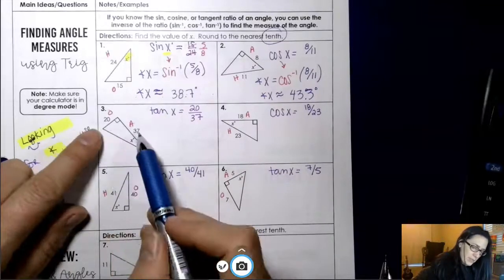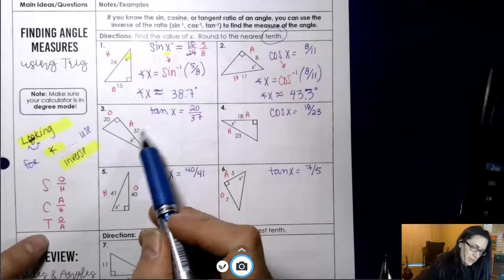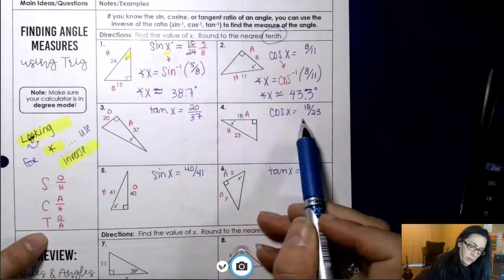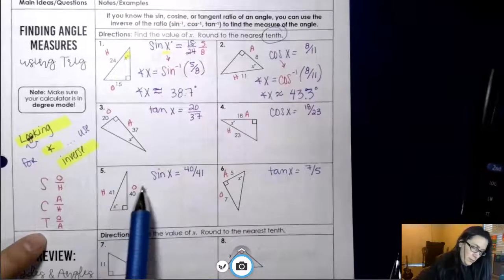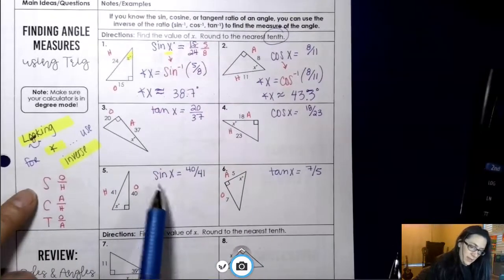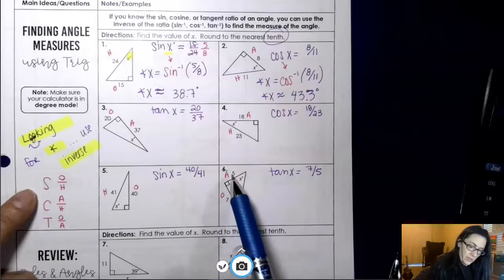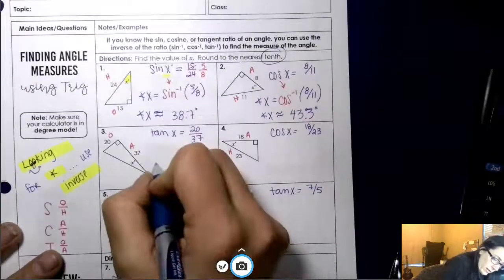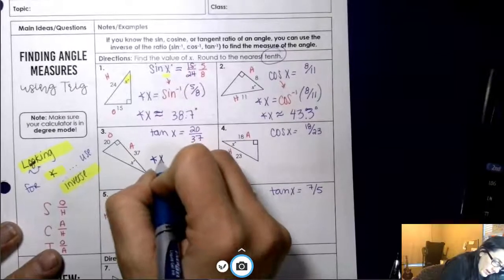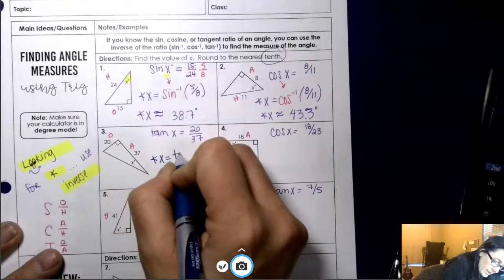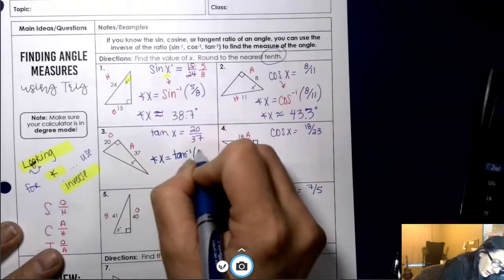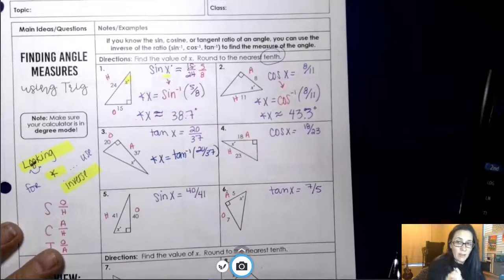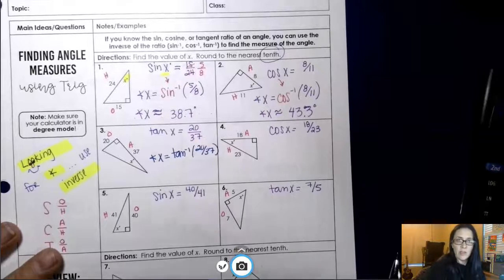Here I had opposite adjacent, which is tangent. Here I have adjacent hypotenuse, which was cosine. Here I had opposite hypotenuse, which was sine. Here I had opposite adjacent, which is tangent. So again, we're looking for the angle in all of these cases. Angle x equals inverse tangent of 20 over 37. I'm going to go ahead and write all these out. Again, pause, do these on your own and come back and check.